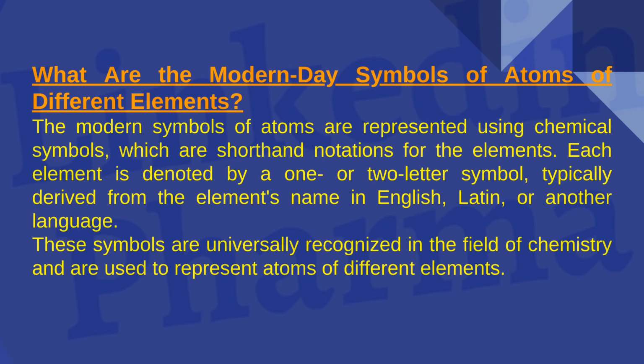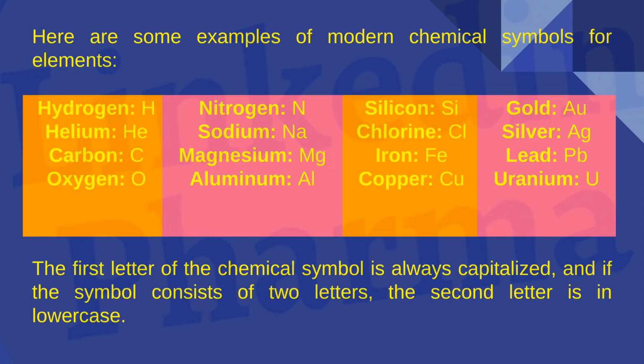What are the modern-day symbols of atoms of different elements? The modern symbols of atoms are represented using chemical symbols, which are shorthand notations for the elements. Each element is denoted by a 1 or 2 letter symbol, typically derived from the element's name in English, Latin, or another language. These symbols are universally recognized in the field of chemistry and are used to represent atoms of different elements. Here are some examples of modern chemical symbols for elements.